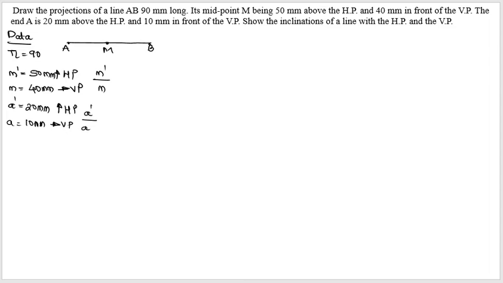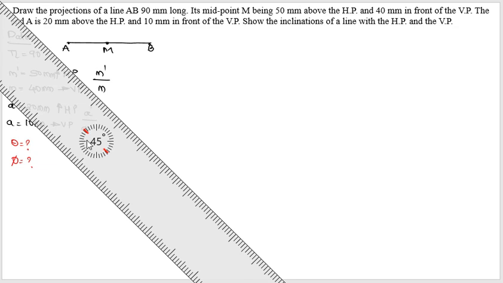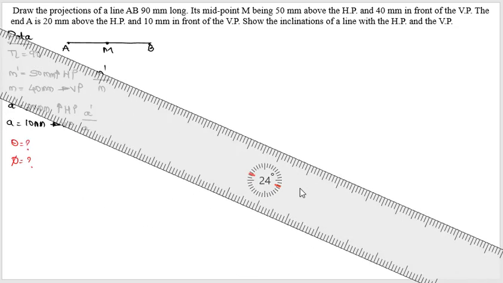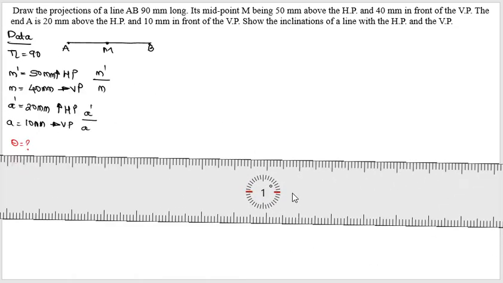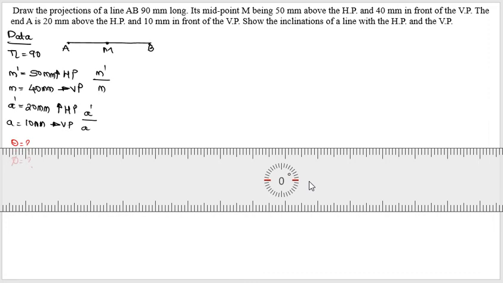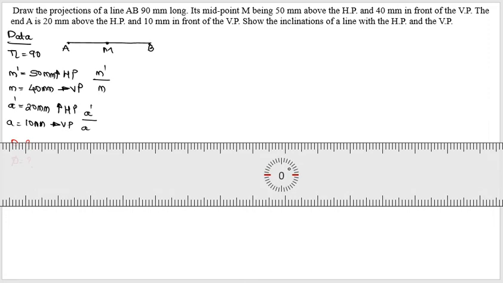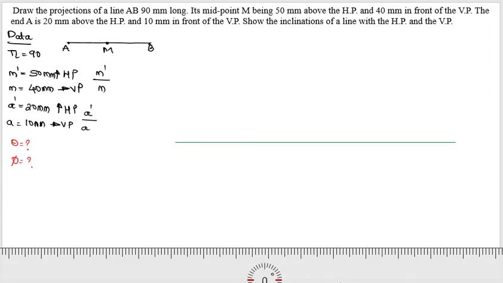Show the inclination of line with HP and VP. So we have to find out the value of theta and the value of phi. These two things we have to calculate. Okay, so let us start with the problem. First I'll draw a horizontal line, which will represent our XY. So this is my XY line. I can write here X.